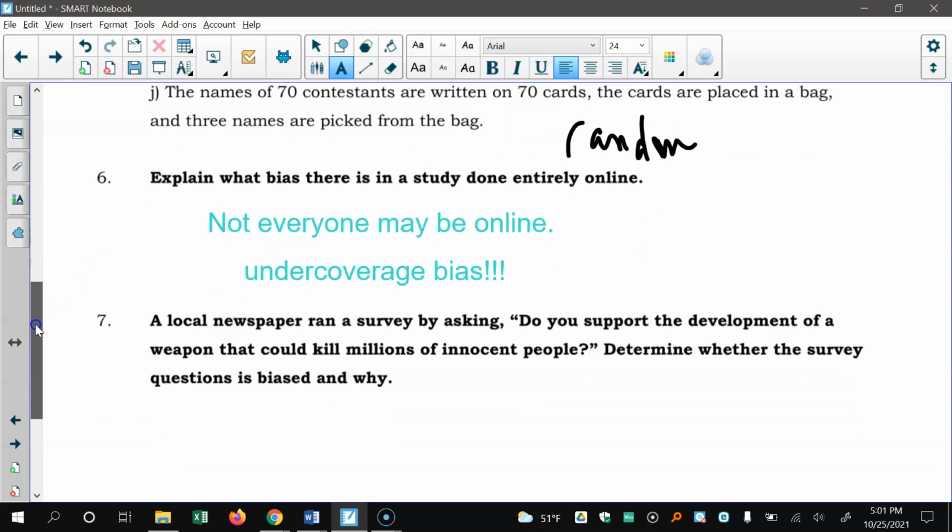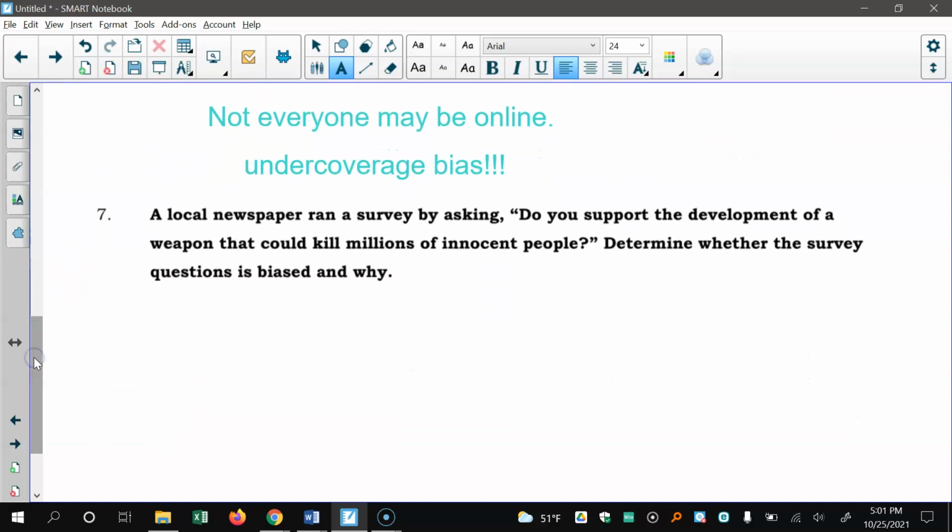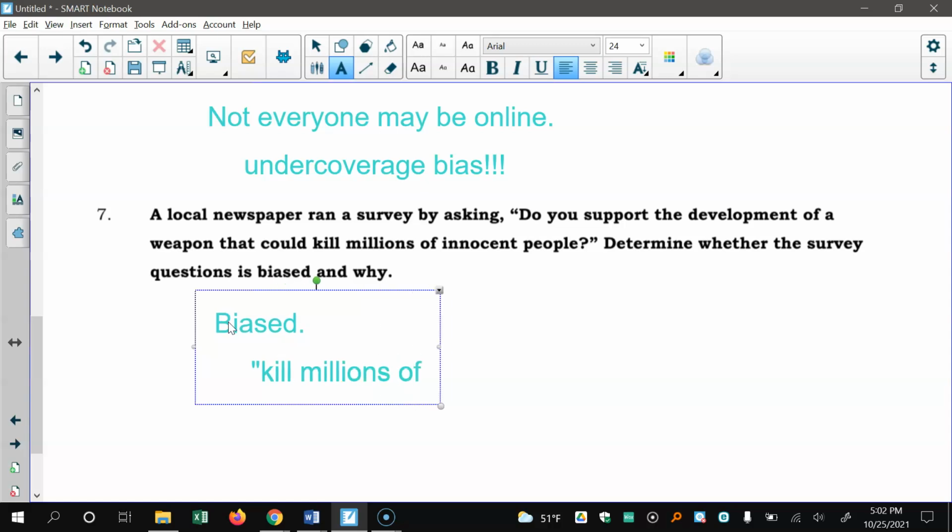Number 7, a local newspaper ran a survey by asking, do you support the development of a weapon that could kill millions of people? Determine whether the question is biased and why. This is definitely biased. And the reason that this is biased is because it says kill millions of people. That sounds pretty slanted to me.